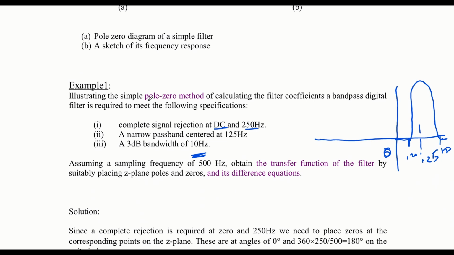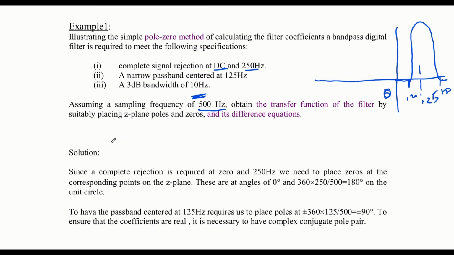So you had a sampling frequency of 500 hertz, right? Now you are asked to solve it. You can realize that since complete rejection is required at 0 hertz and 250 hertz, we need to place poles at those points.